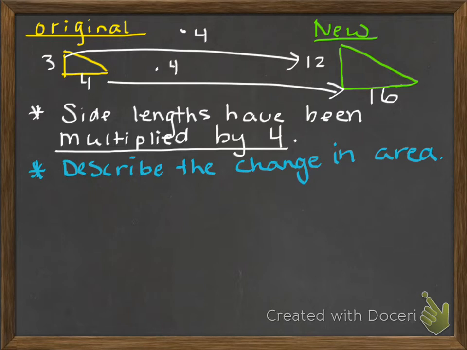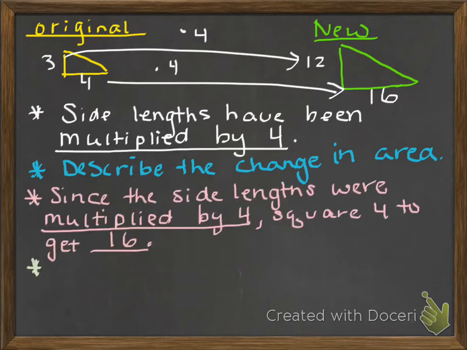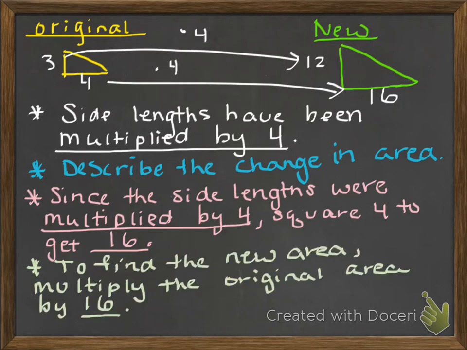It's a skeleton response, just like we talked about in class. As you can see, I've written part of the explanation here. It says since the side lengths were multiplied by 4. Remember up here with the white, we found out they were multiplied by 4. We are going to square the 4 to get 16. So since they were multiplied by 4, we're going to square 4 to get 16. And now the last piece. Okay, as you can see, I went ahead and wrote the last piece. It says to find the new area, you're going to multiply the original area by 16.